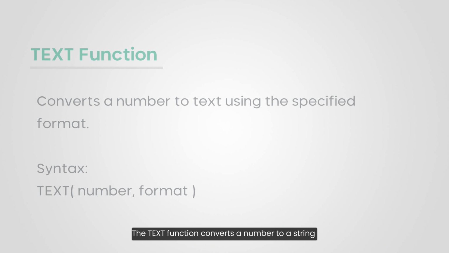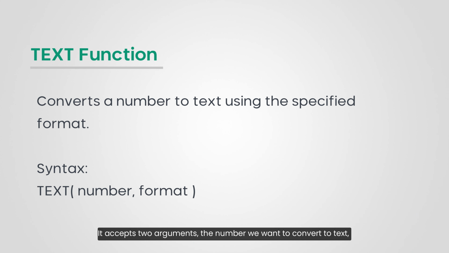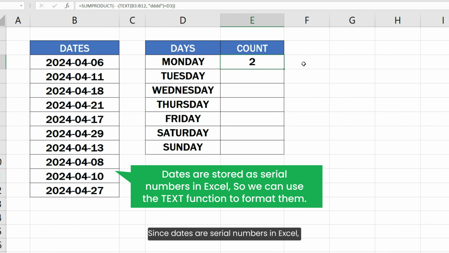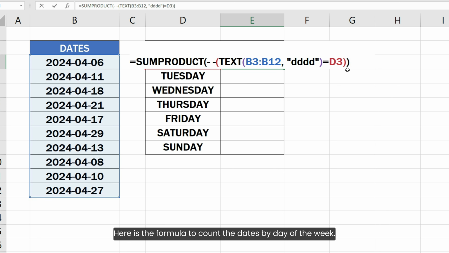The TEXT function converts a number to a string using the specified format. It accepts two arguments, the number we want to convert to text and the format we want to apply to the output text. Since dates are serial numbers in Excel, we can use the TEXT function to format them as well. Here is the formula to count the dates by day of the week.